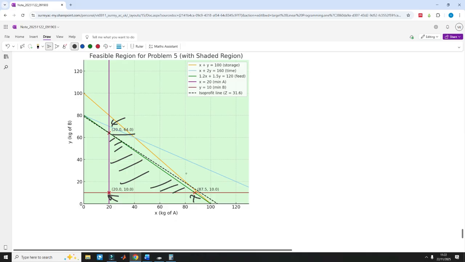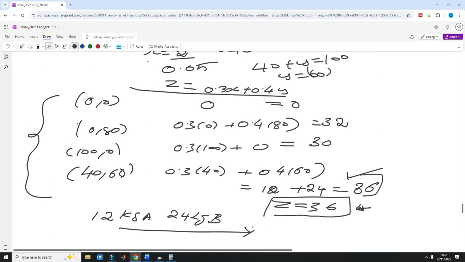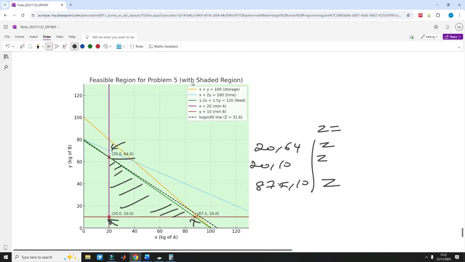You have three corner points in this case, isn't it? Yeah, correct. So 20, 64, 20, 10, 87.5, and now we need to find the corresponding profit, not the function, sorry, because the cost function is already defined, isn't it? So how did we define this? 0.3x plus 0.4y.